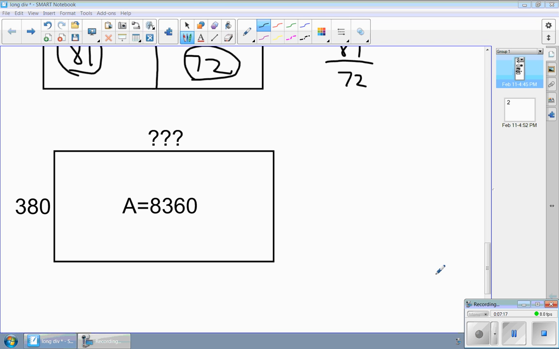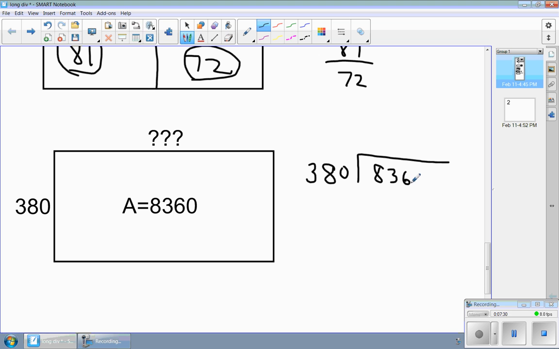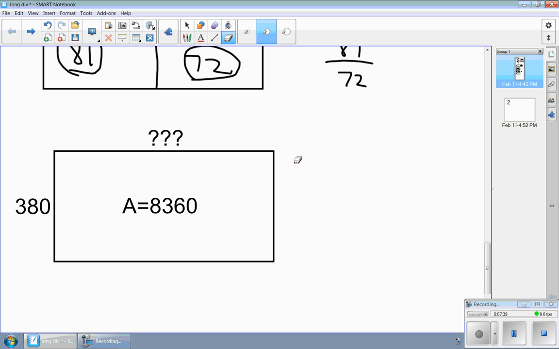And right here we have some larger numbers. So once again, we can write the standard algorithm if we want of 380 here, division symbol, and then 8,360. This will work. I do want to emphasize that certainly this will work. However, putting this into a context that students will understand, in this case area, we can estimate how many times the 380 goes into 8,360 and get an exact answer from there.